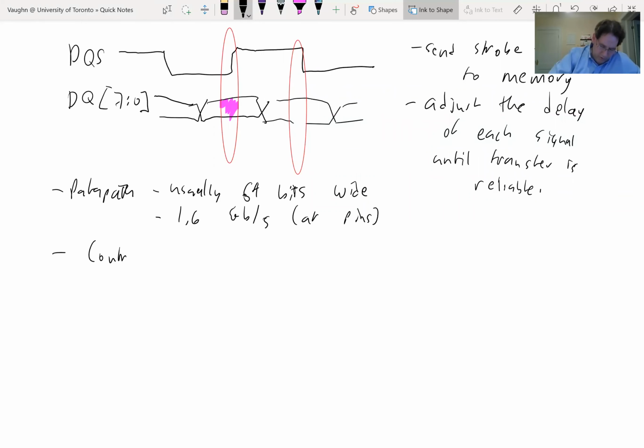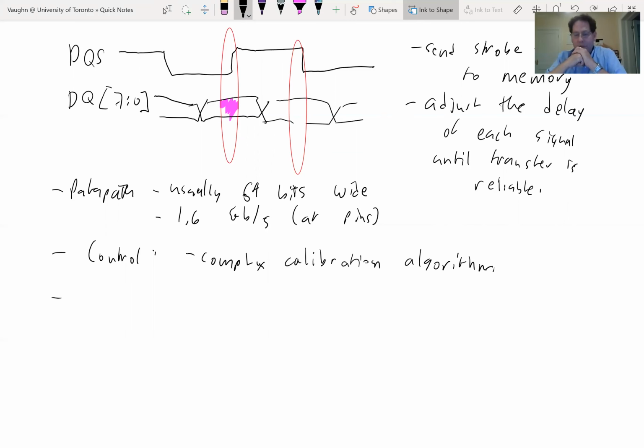The control of, what are we trying to do? How we are going to adjust the timing of these edges is actually quite complicated. So it's a complex calibration algorithm. And that calibration algorithm isn't fixed. It tends to change. As new memory protocols come out, as faster chips come out, as new FPGAs come out, you have to change your calibration algorithm. So it's not something you can just varnish and say it's done forever.